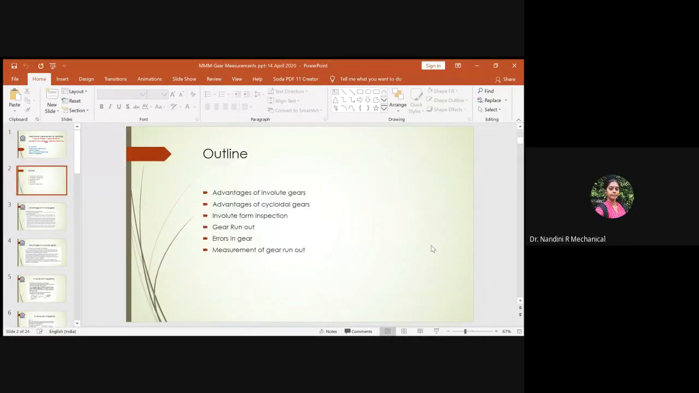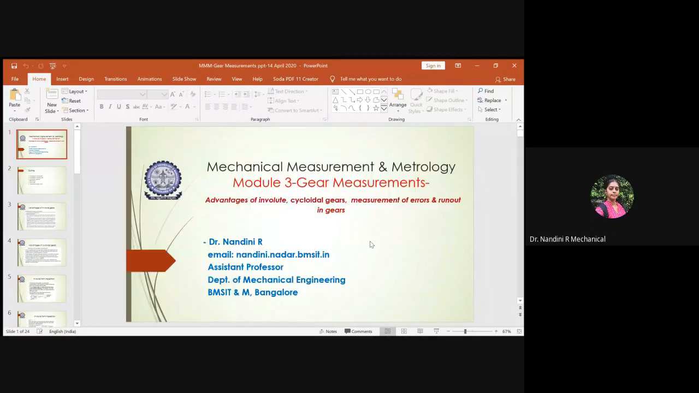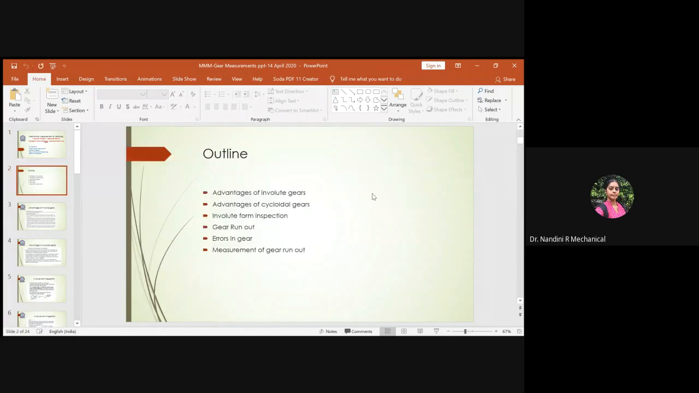Yes, sir. Okay. So related to gear measurements, this was the outer agenda of what we studied: what do you mean by gears, what are involute gears, cycloidal gear, involute form. Then we went on with respect to gear runout, errors associated in gear, and measurement of gear runout. So all those things we covered.